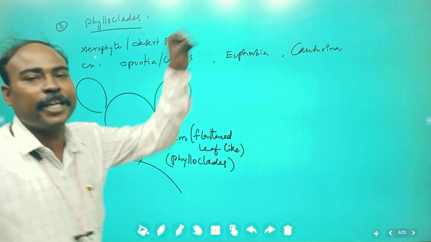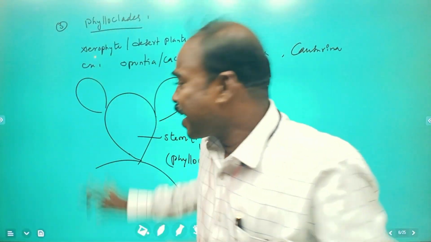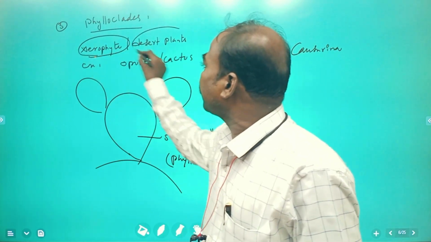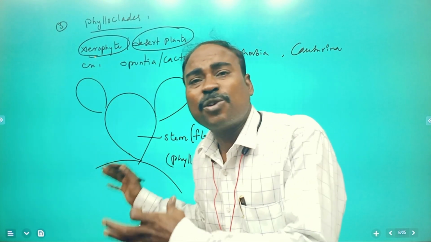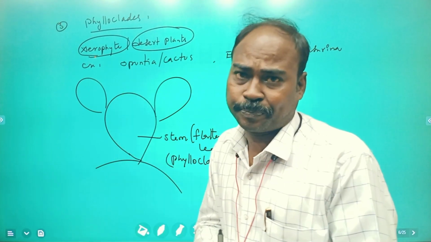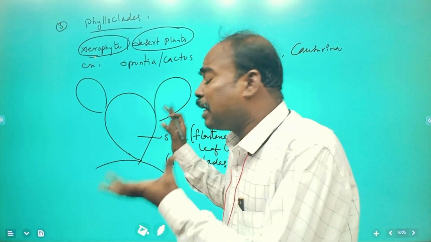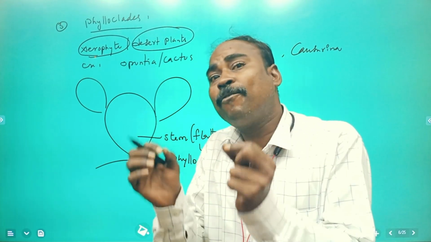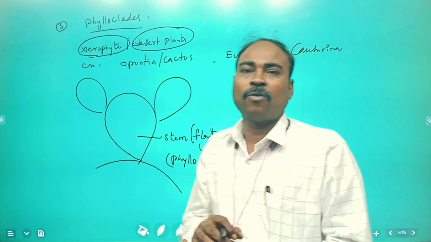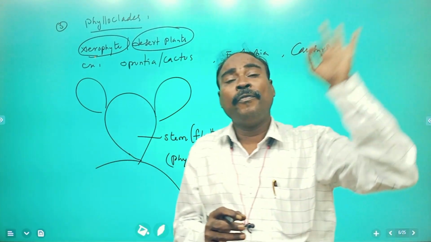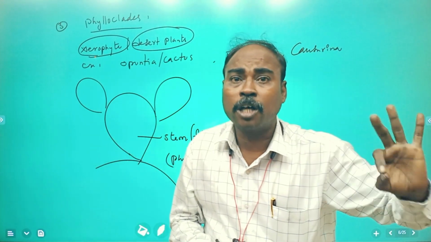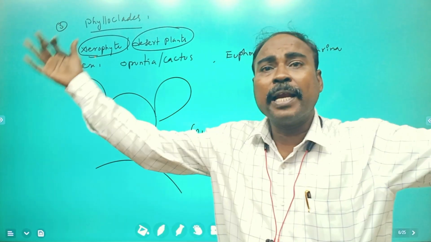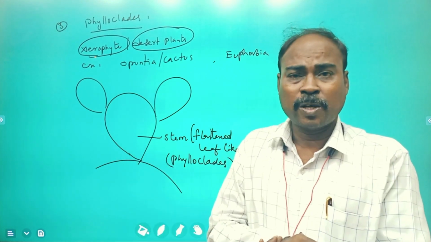These structures participate in photosynthesis. Why? Because these plants grow in xerophytic conditions or desert areas, they do not get sufficient water. So, in the limited water, when these plants want to grow, the rate of transpiration must be reduced. What is the rate of transpiration? The loss of water in the form of vapor from the aerial parts, especially from the leaves.